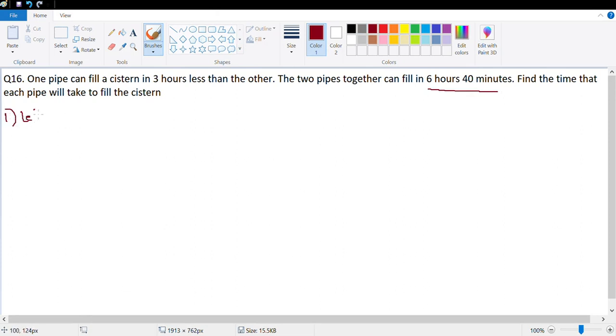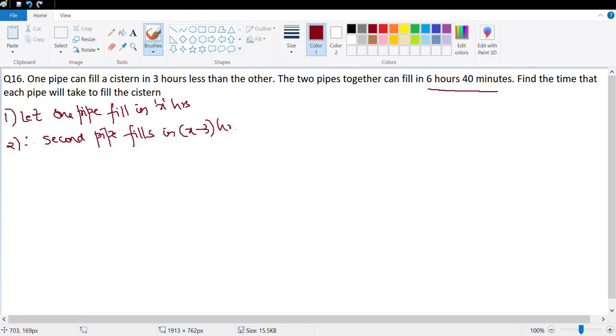Okay. Let one pipe fill in x hours. Therefore, the second pipe fills in x minus 3 hours. Perfect. Let's call this pipe A. Let's call this pipe B. This is for pipe A. This is for pipe B.